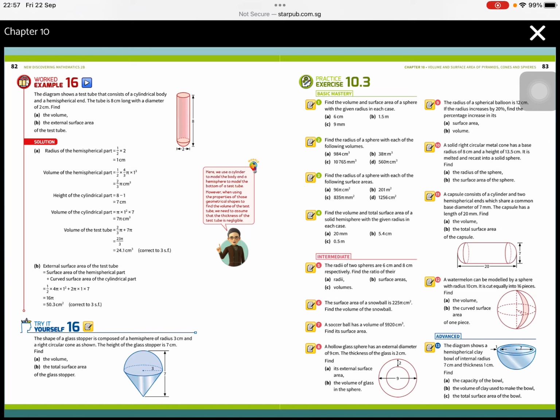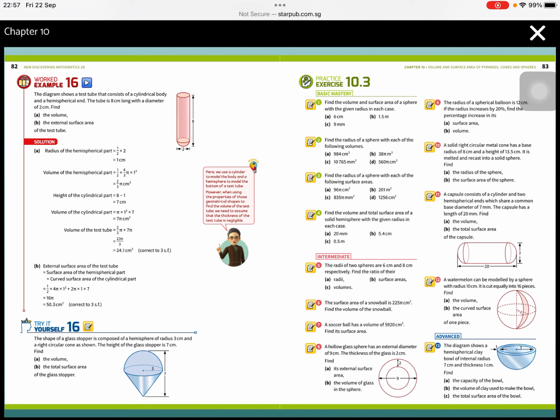Okay, hello everybody. For this particular exercise, as usual, I'll give 5 questions. This time I'm giving questions 11, 12, 14, 19, and 20.